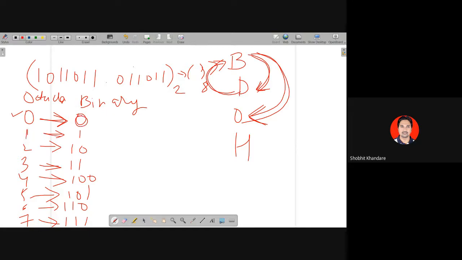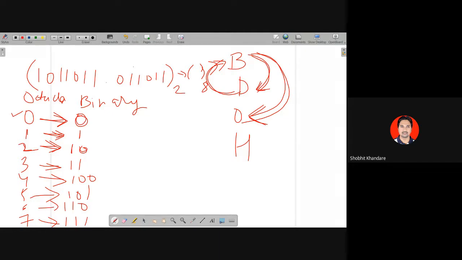To represent 1, I would require only one bit, and that is 1. To represent 2, how many bits? Two bits are required, and they are 10. For 3, it is 11. For 4, it is 100. For 5, it is 101. For 6, it is 110. And for 7, it is 111.